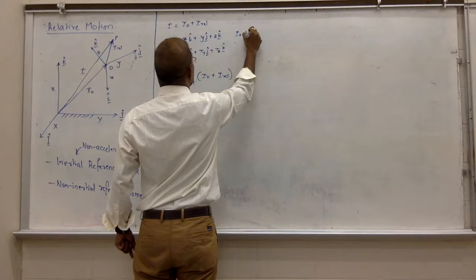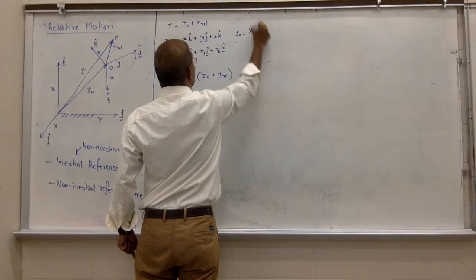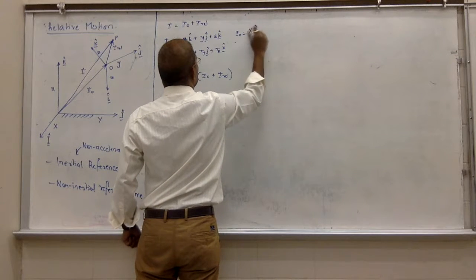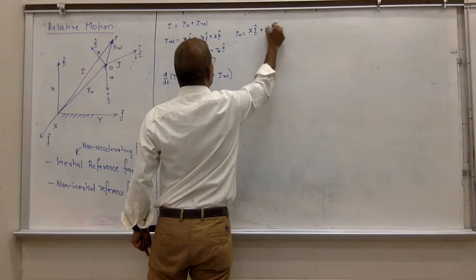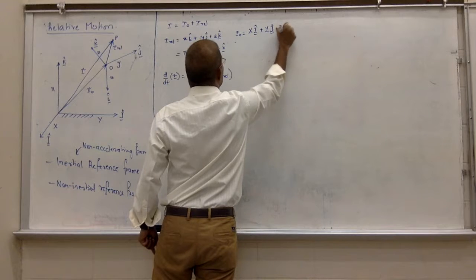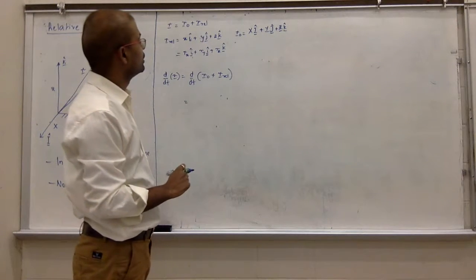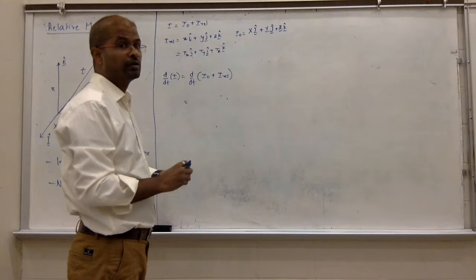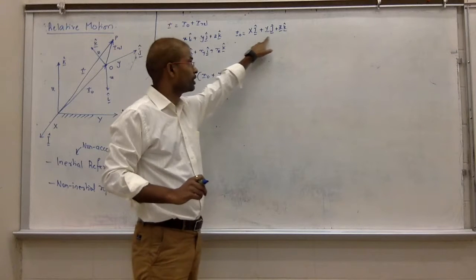R naught would be capital X I, capital Y J, and capital Z K, right? Because we're using the first point, the Earth's relative point. So this is how you would express R naught.